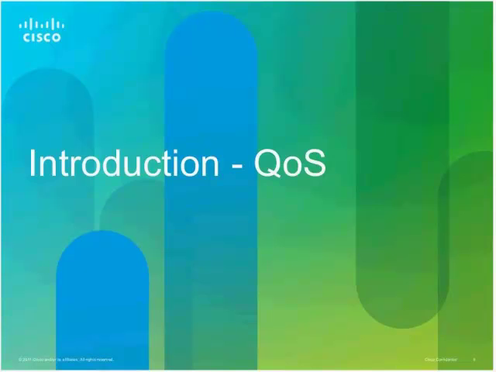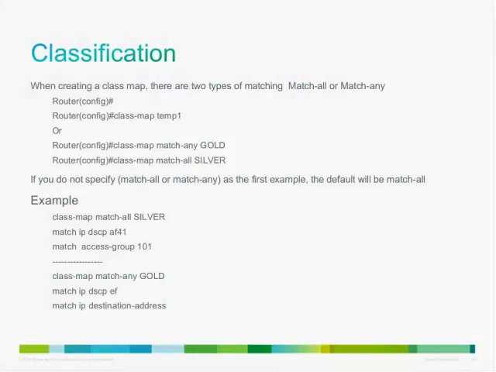Introduction to QoS. The first thing in quality of service is we classify the traffic, the interesting traffic. We try to collect it in classes, and then we either mark, police, or do something with the traffic.